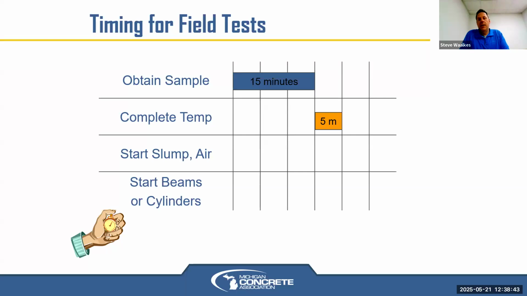As far as timing on field tests, this is right in the specification for sampling. It's an ASTM specification. They have to get their sample, and they have to get at least multiple portions of their sample, depending on the type of mixer or vehicle that they're getting it from. But they have 15 minutes to get those individual portions of the sample, and then they have to combine and remix them, and then start their temperature, slump, and air within 5 minutes, and then start filling their test specimens within 15. So beams or cylinders in this case.